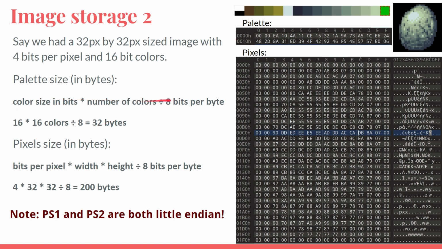So here's a little formula for finding the size of the color palette. And for the size of the actual pixel data, we take the bits per pixel, multiply it by the width of the image and the height of the image, and then divide by 8 bits per byte. This is a 32 pixel wide by 32 pixel tall image. So we take 4 multiplied by 32 multiplied by 32 divided by 8, and we get a complete size of 200 bytes. That's actually 200 in hex, so I should fix that. There we are. It is actually a 512 byte image looking at just the pixel data.